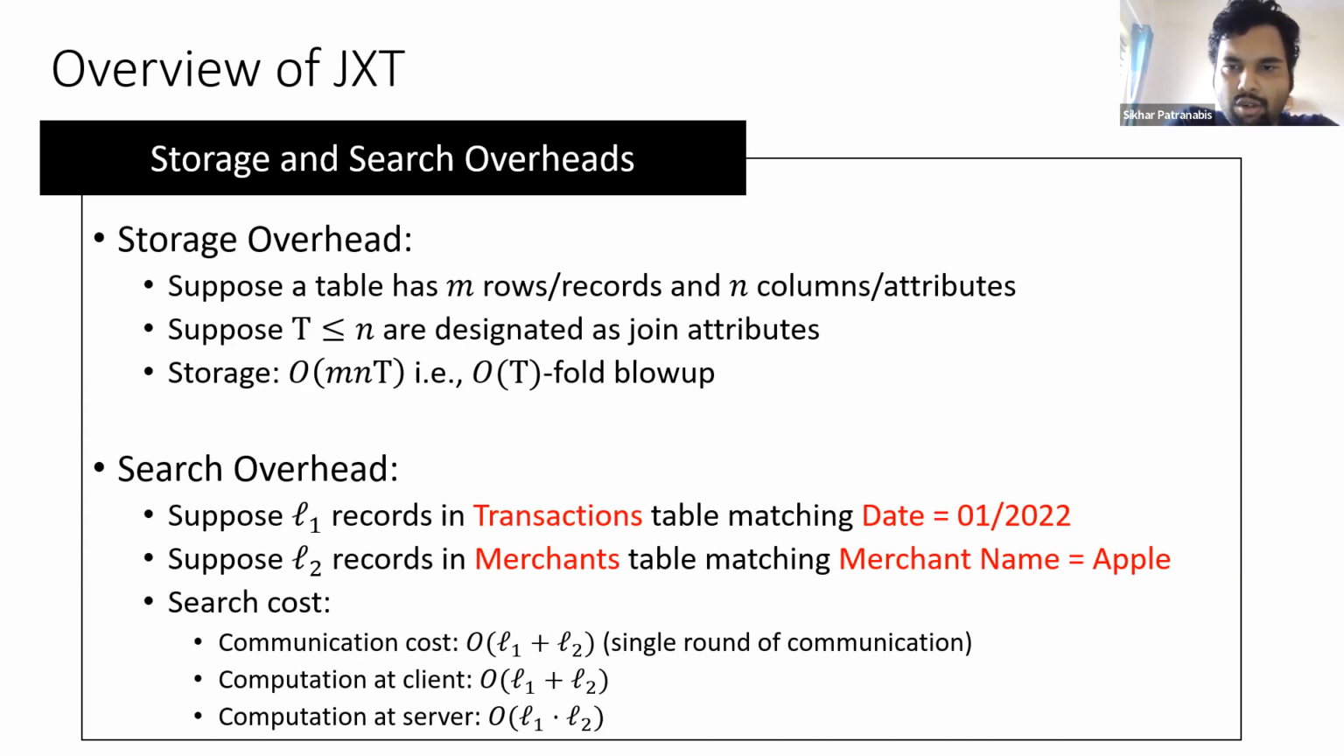And in terms of the search overheads, as you can see, the communication cost and the computation cost at the client are actually linear in the individual number of records from each table. Whereas we outsource the expensive and kind of unavoidable multiplicative overhead of the search to the server. And this is really the spirit of outsourced computation, where you have the server do the more expensive computation, right?